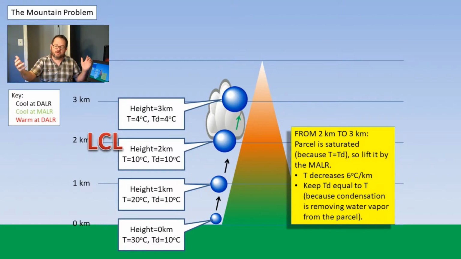But as we convert water vapor into liquid water droplets, that's condensation, which releases latent heat. We're using the moist adiabatic lapse rate instead of 10 degrees Celsius per kilometer. So from a height of 2 to a height of 3 kilometers, we cool at a rate of 6 degrees Celsius per kilometer. The temperature goes from 10 degrees at a height of 2 kilometers to 4 degrees at a height of 3 kilometers.